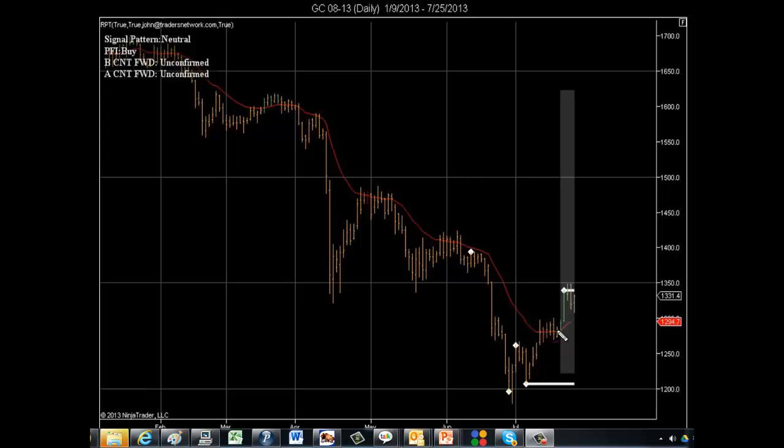Now you'll see over here it has just shifted to green. That means that the market structure is shifting and turning into a bullish mode, and we'll start looking for buys. As long as they're green, then they're in a bullish mode.